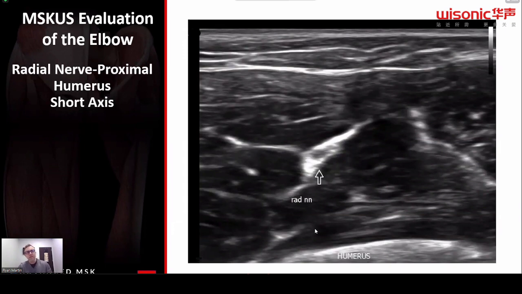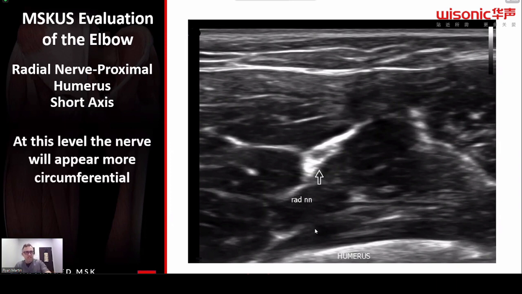So let's look at that radial nerve. This is at the distal humerus right here. I need to change that here. So this is at the distal humerus in short axis. At this area, the nerve will be more circumferential, meaning it's going to be more round. And if you've ever taken any type of anatomy for ultrasound, we know that nerves typically have a honeycomb, or what they call a bundle of grapes appearance. So it's very easy to see this type of structure when it's nestled between these muscle fibers through here.